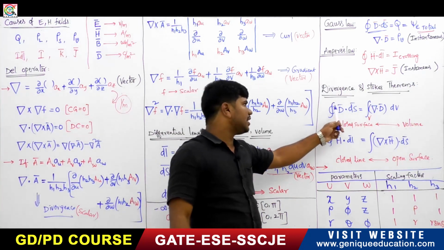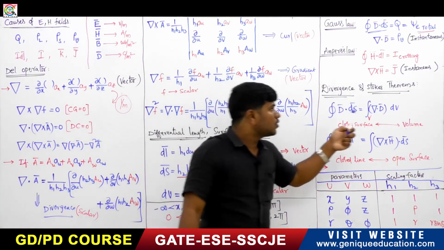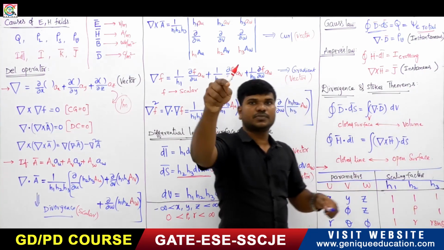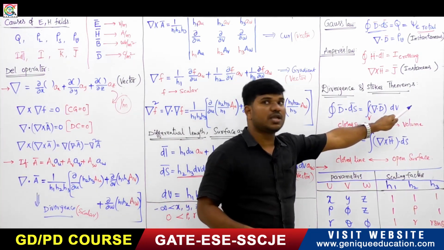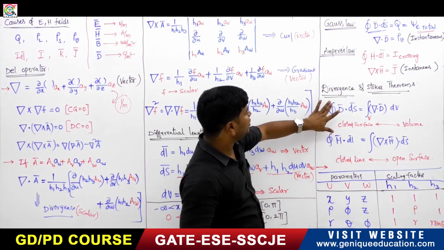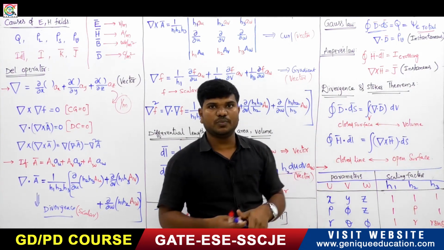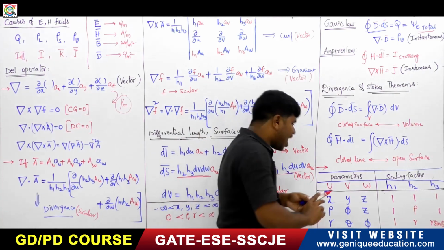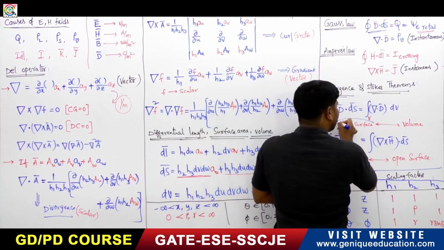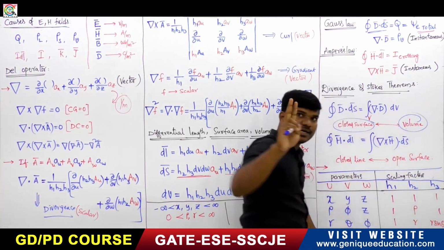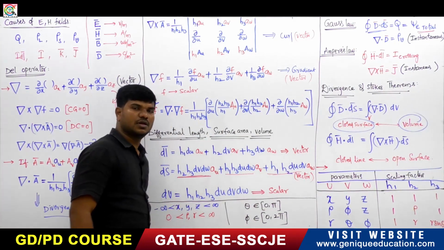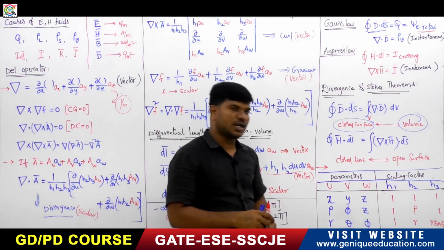Which kind of surface integral? It is a closed surface integral. A closed surface integral is forming a volume integral. Suppose it is an open surface integral, you cannot write this as a volume. You have to understand that always a closed surface can form a volume, but not an open surface, right? That is the point you have to understand.